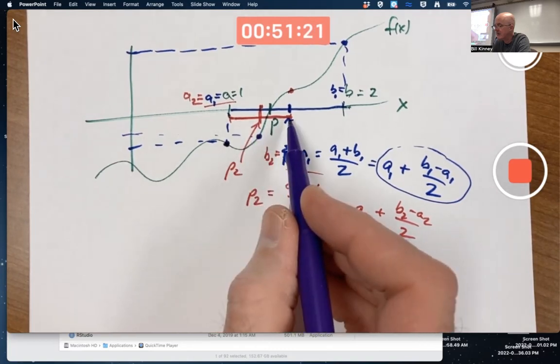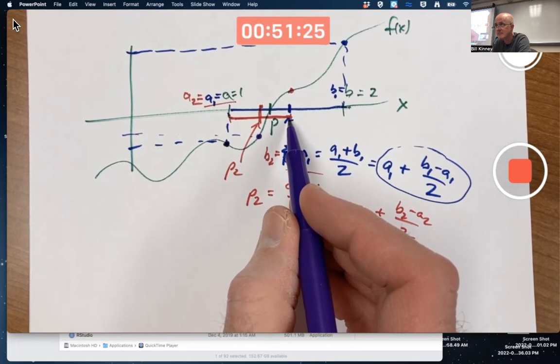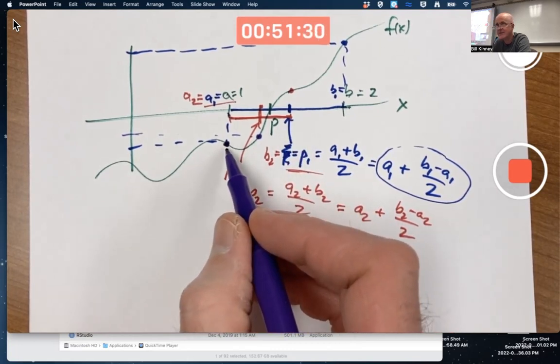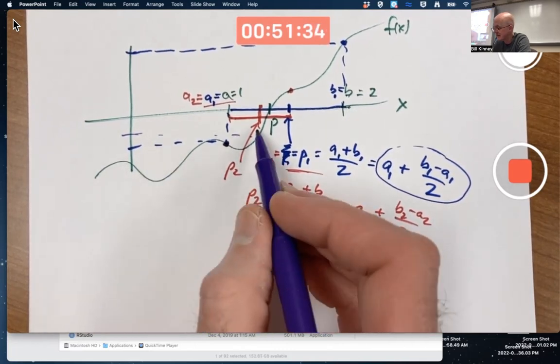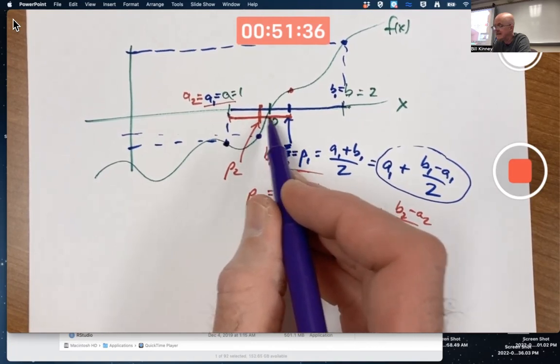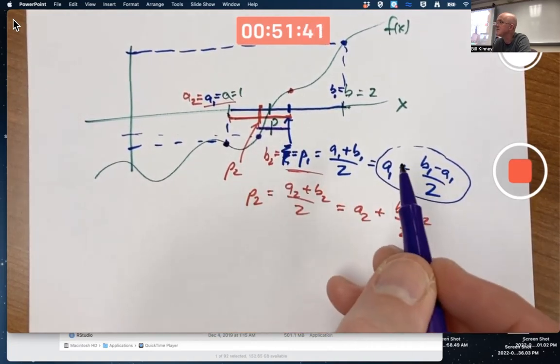So in this red interval, that's telling you the true root must be in the right half, because the function value at the left endpoint and the function value at the midpoint have the same sign. They're both negative. You can see it visually. The root's got to be in this half. So use that half as your next interval.